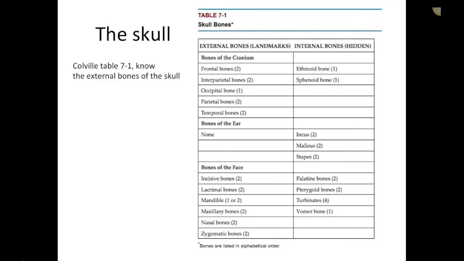So this is in your Colville textbook. It's a great chart of all the bones in the skull. So we've got external bones and internal bones of the skull. Now, I did say that we wouldn't learn all the bones. There are quite a few bones that you need to know about, but look, lots of them are duplicated, okay? 2 frontal bones, 2 interparietal bones, and so on. So you just need to know where they are in general on the skull, and then some of them have unique features that we'll talk about as well.